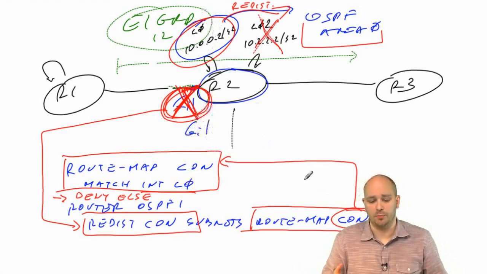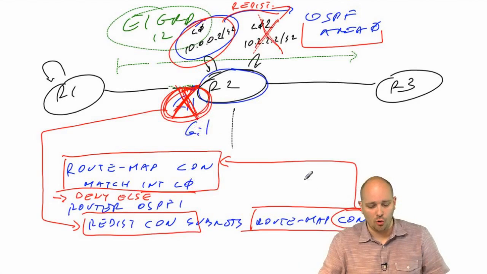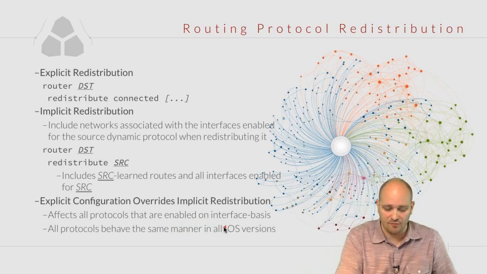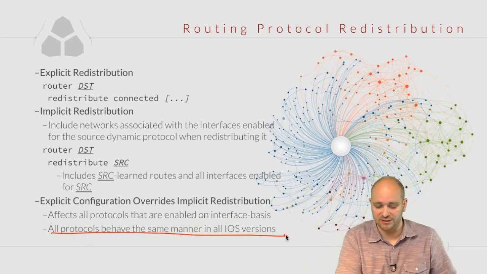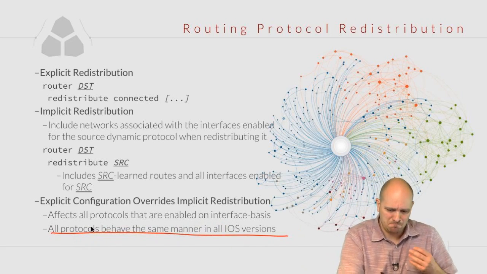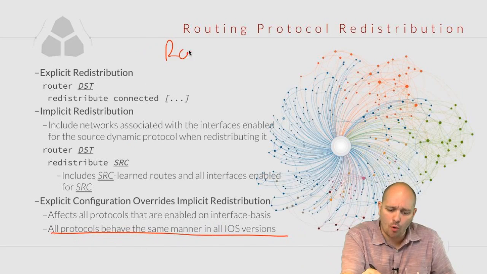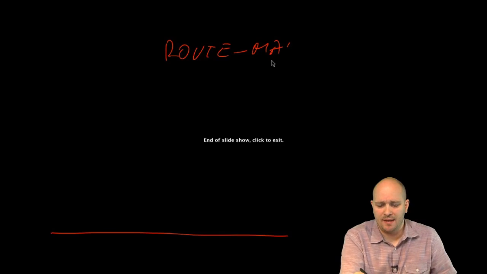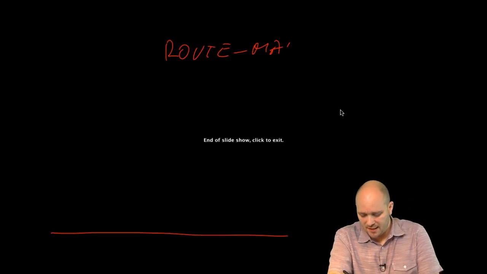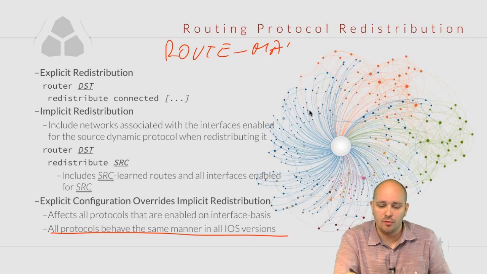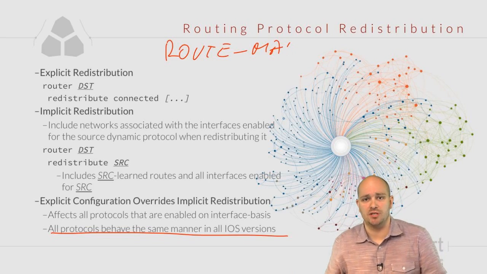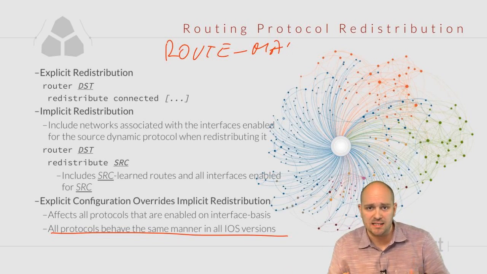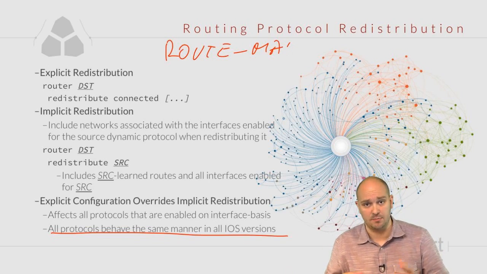Another thing that I would like to point out is that this is not only the same behavior for all the protocols and in all IOS versions, but it doesn't matter how you actually implement filtering in the route map. This is always going to be the same thing. Are you implementing the filtering using match interface? Are you using access lists or prefix lists? It doesn't matter. The behavior will always be the same.